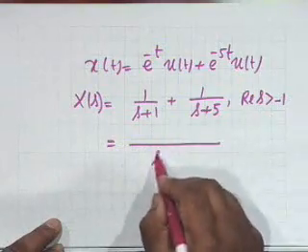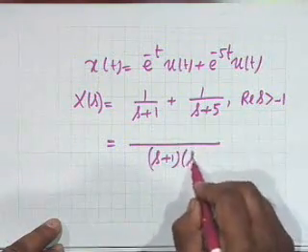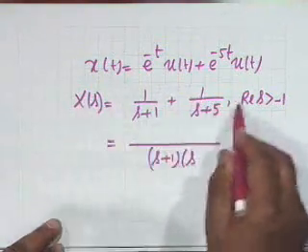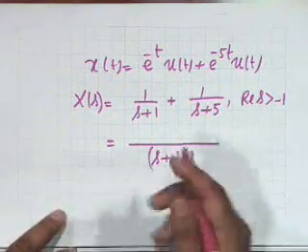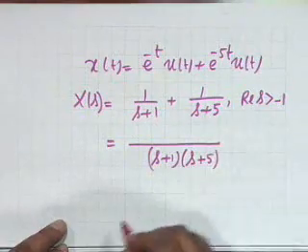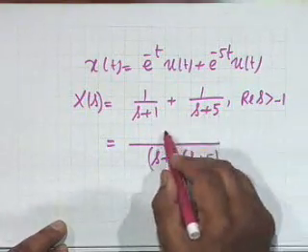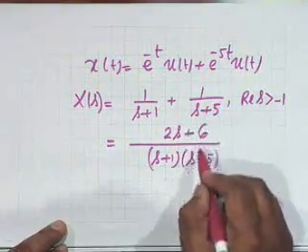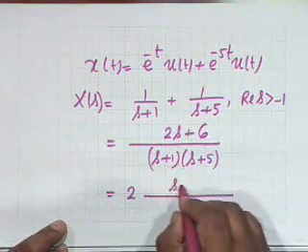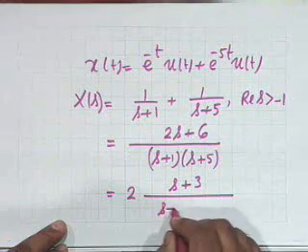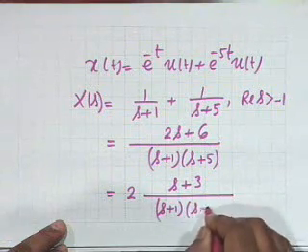Now, you can write this as a rational function like this. You recognize that this is in the form of a partial fraction expansion. If you combine the two, s plus 1, s plus 5, you shall have 2s plus 6, this can be written as 2 times s plus 3 over s plus 1 times s plus 5.